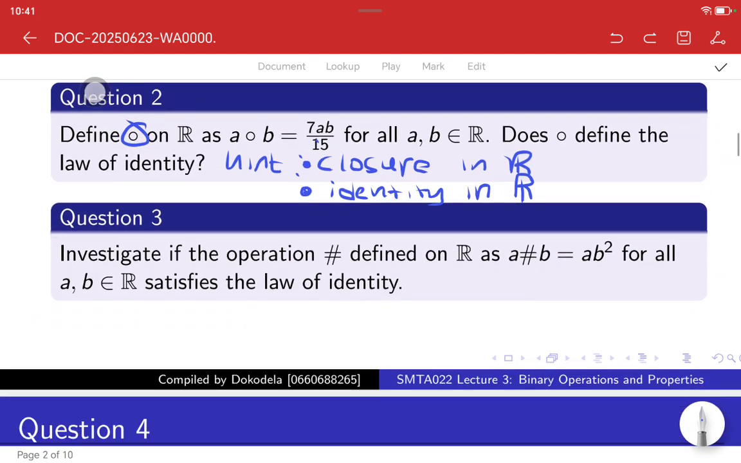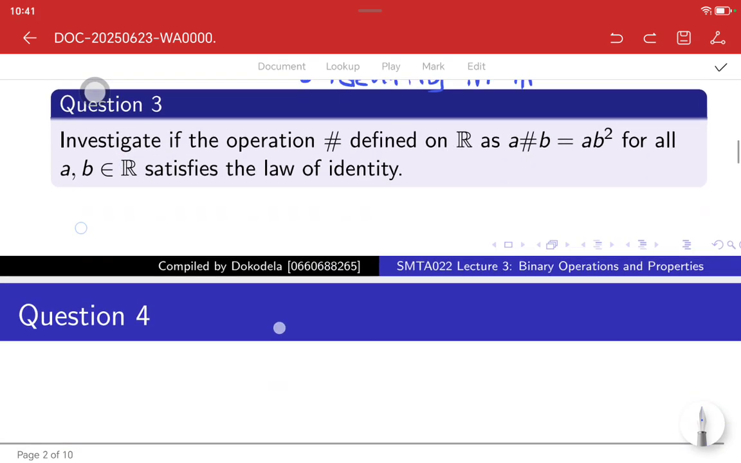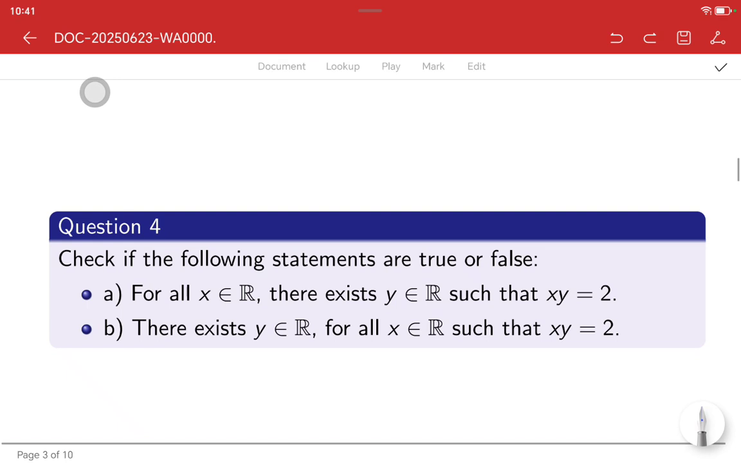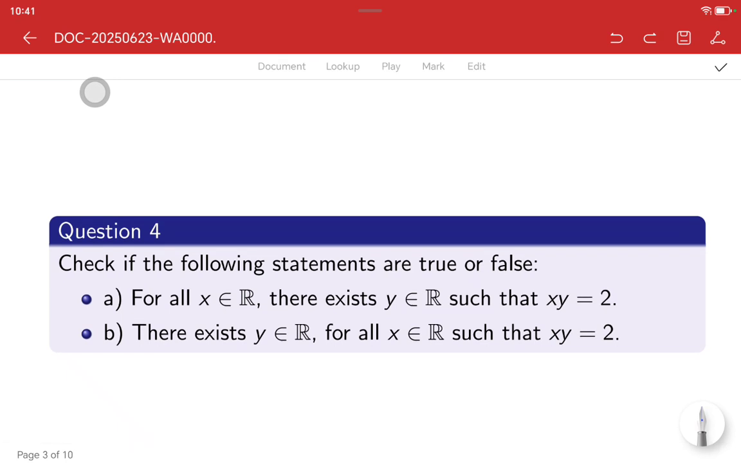Then on this one, we investigate if the operation defined on R, this is also R, for a, b elements of R satisfies the law of identity. So it's a similar thing to this one. You're going to do the same thing: you check closure, then you check identity. And then with question 4, now let's come to this one.